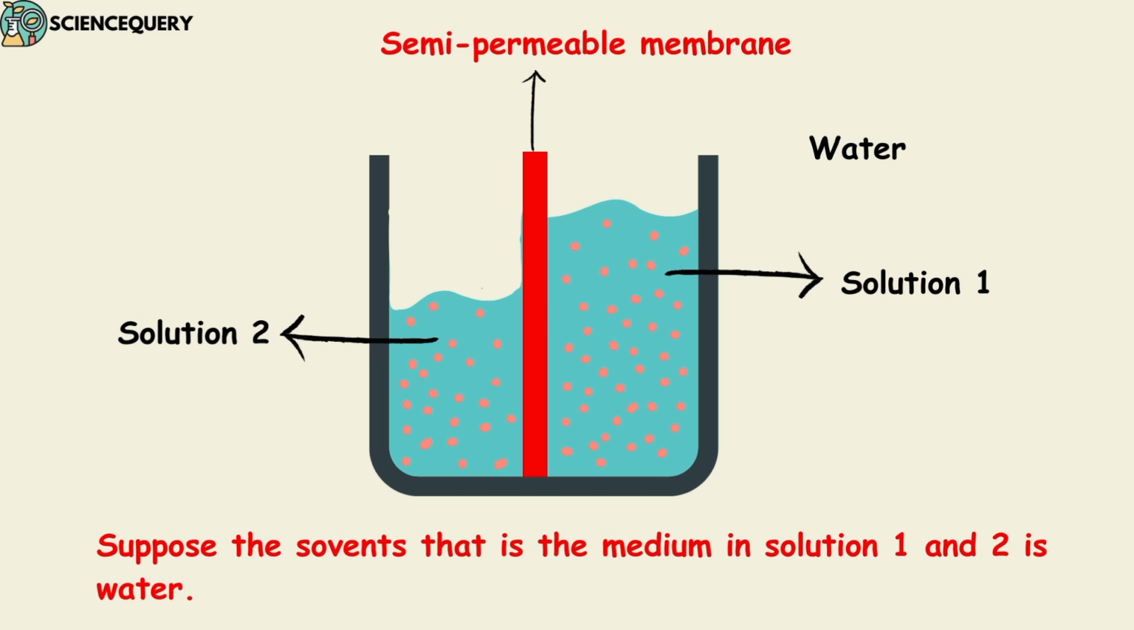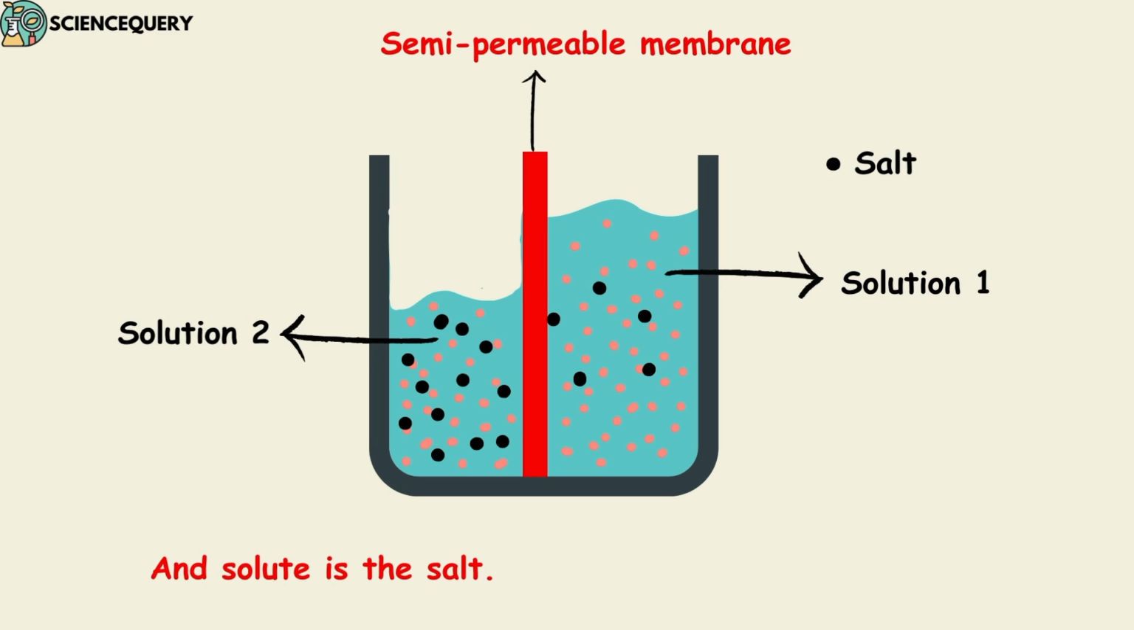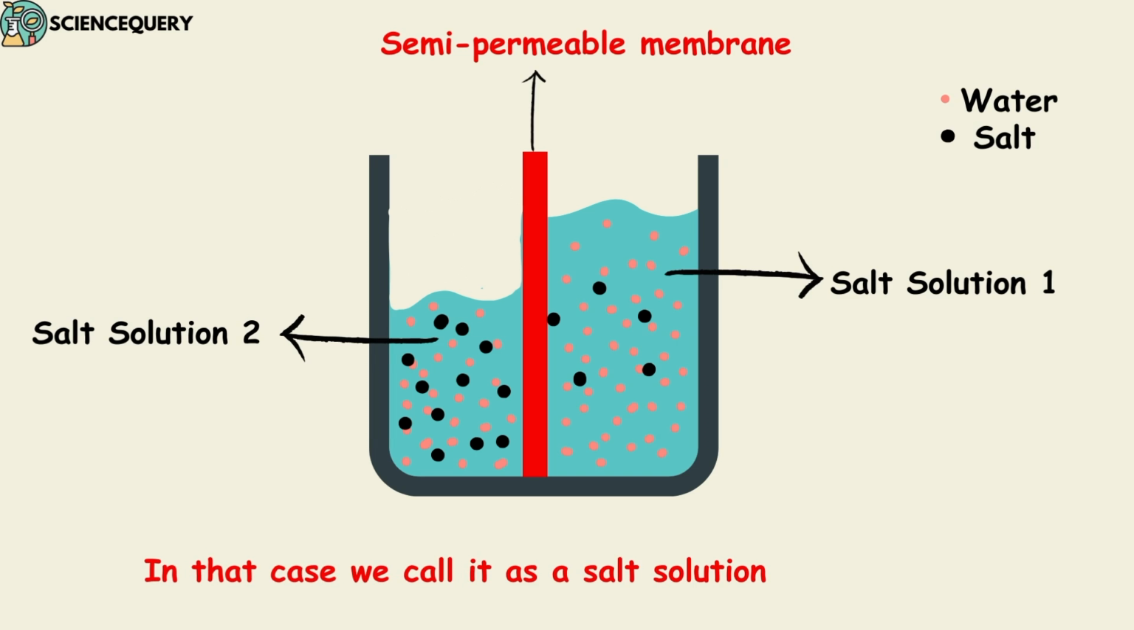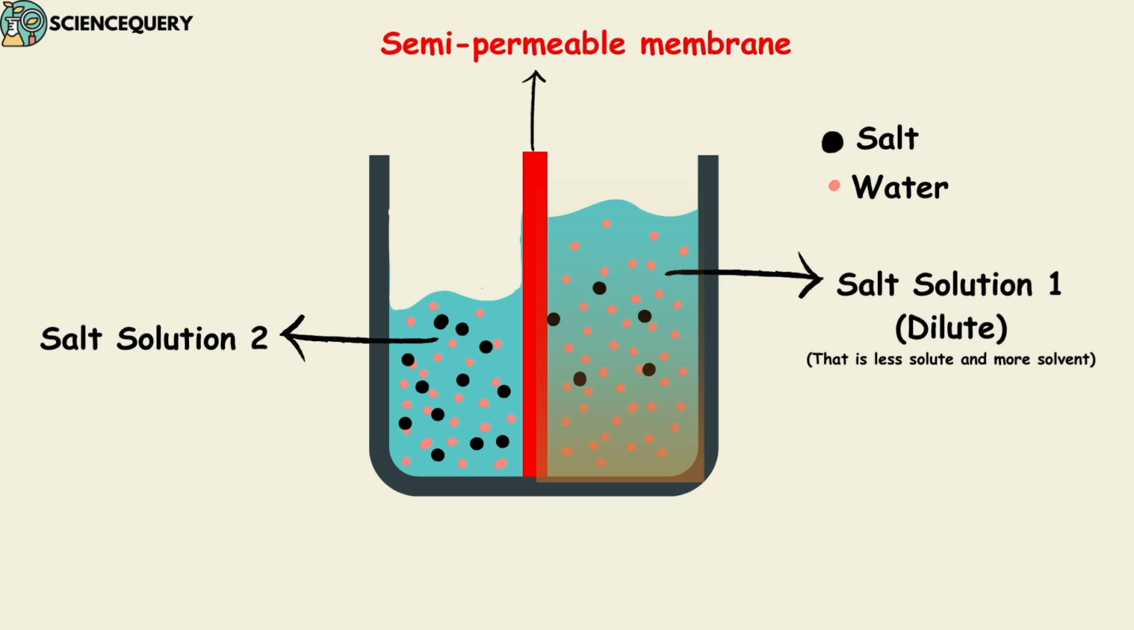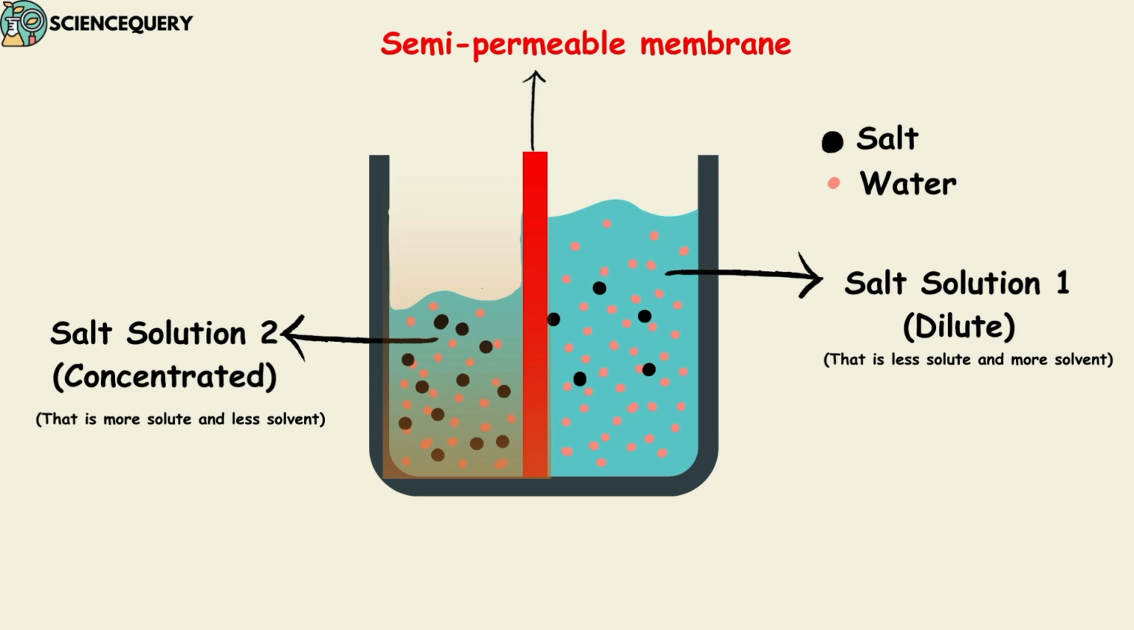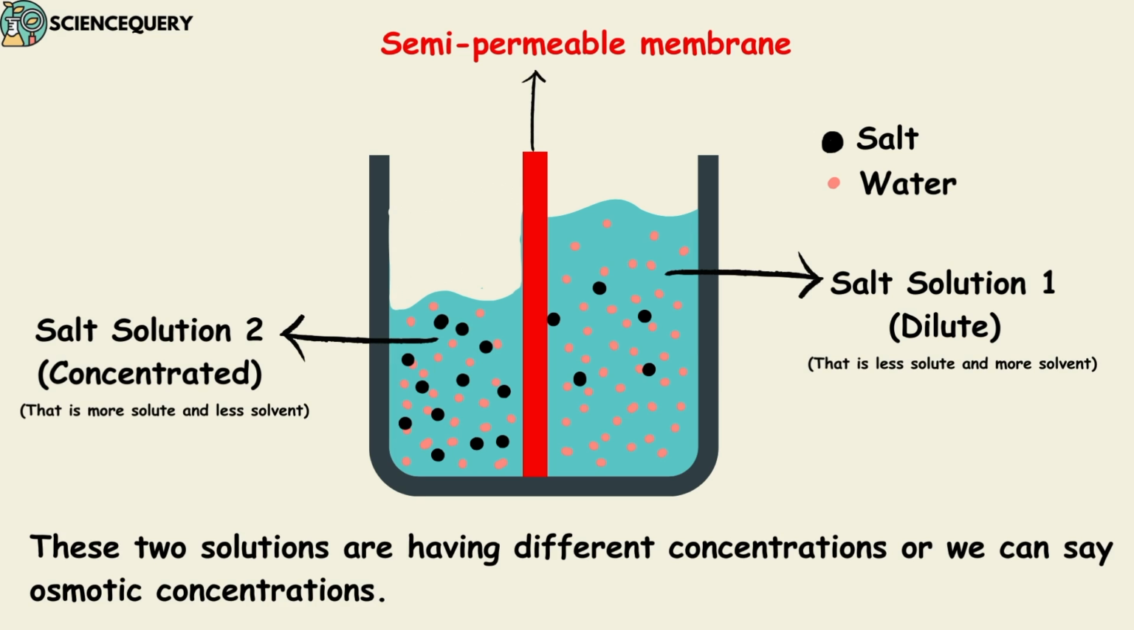The solvent in the solution 1 and solution 2 is water and the solute is the salt. Hence, this is a salt solution. Salt solution 1 is dilute, that is less solute and more solvent, whereas salt solution 2 is concentrated, that is more solute and less solvent. Hence, these two solutions are having a different concentration.